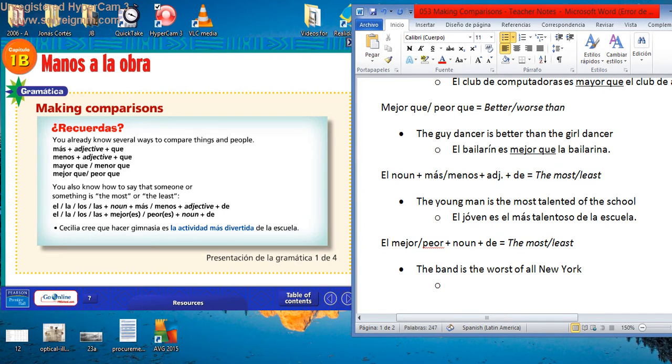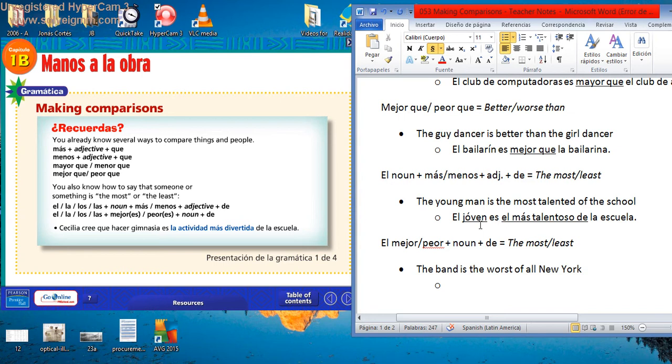So here we have, all the way from here, el joven is the noun and is the most talented. And then we also need to include that they are the most talented of. The de is the of the school.